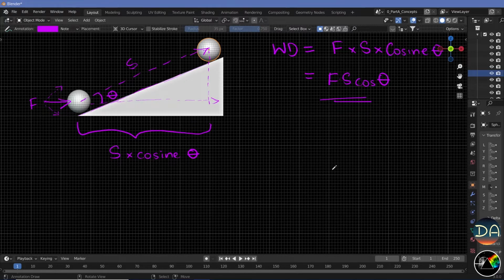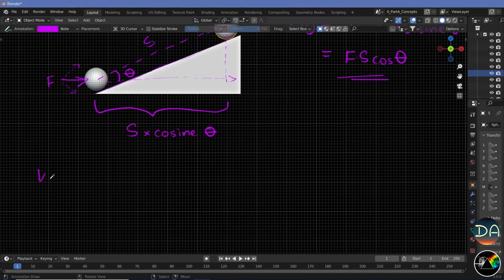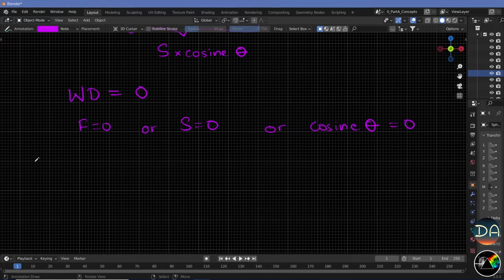So let's take a look at the first case. What are the possibilities for the work done to be equal to 0? That could happen if the force is equal to 0, or the displacement is equal to 0, or cosine of theta is equal to 0. Situations where the force is equal to 0 are pretty self-explanatory, where there is no force acting on a body. But displacement equal to 0 is a bit more interesting.